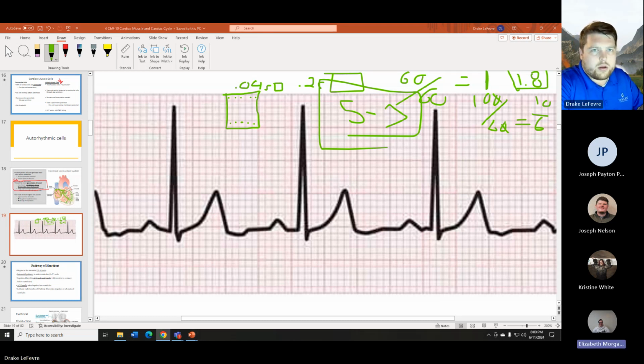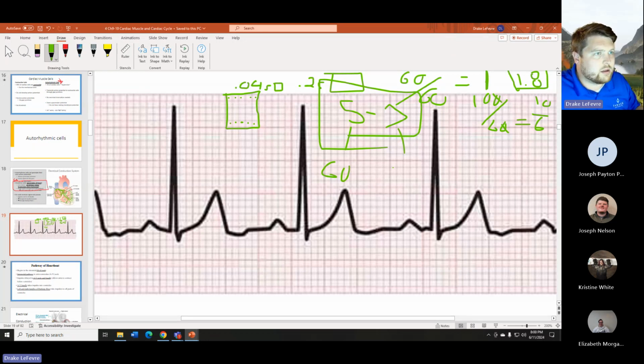So when you're counting those and looking through that, is that like P wave to T wave, or is that just QRS complex? It's QRS complex to QRS complex. Okay. Yeah. So this is 60 beats per minute.